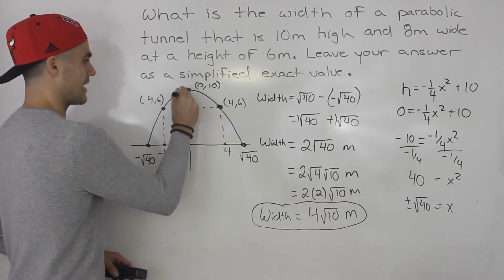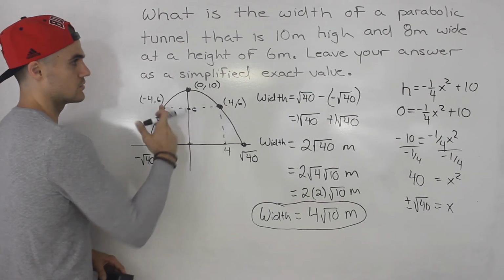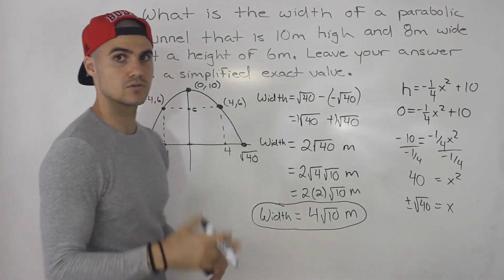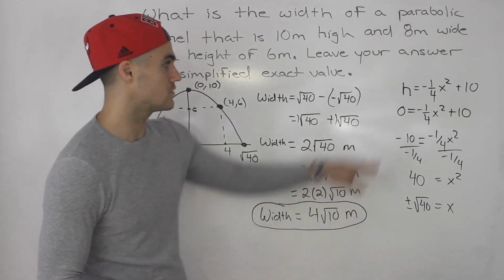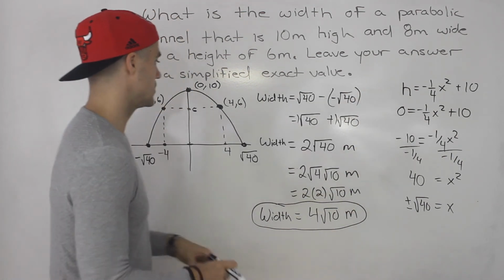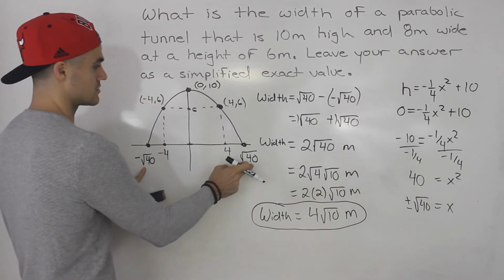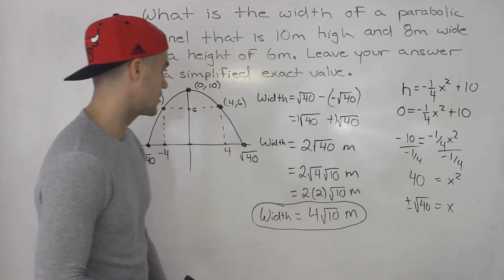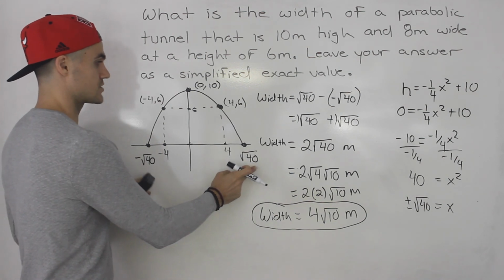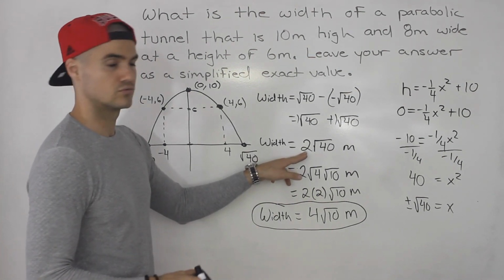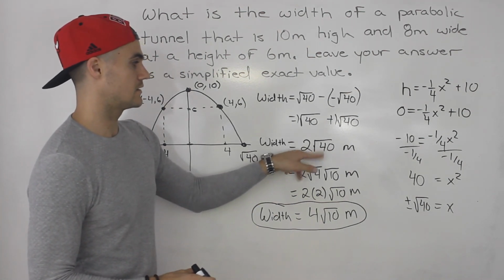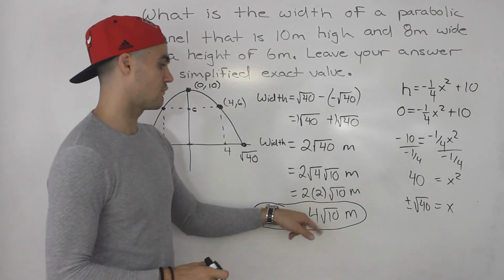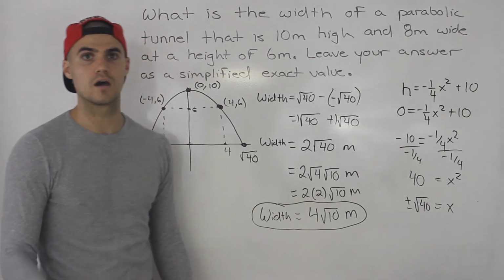So once you get these points, you can find an equation, right? You put in the vertex, solve for the a value, we got this. And once you have the equation, you could solve for the intercepts here. So you plug in 0 for h, you get plus or minus root 40. The distance between plus and minus root 40 is 2 root 40. And then you simplify the root 40, you get 4 root 10 meters as the width of the bridge.